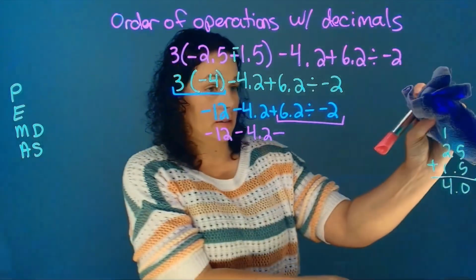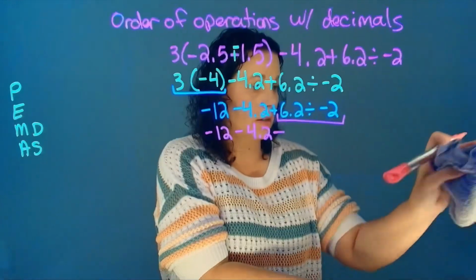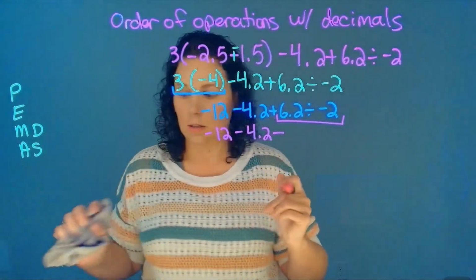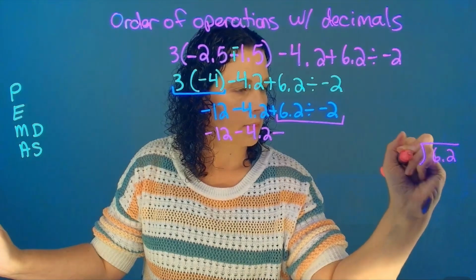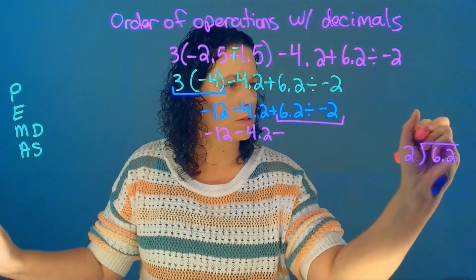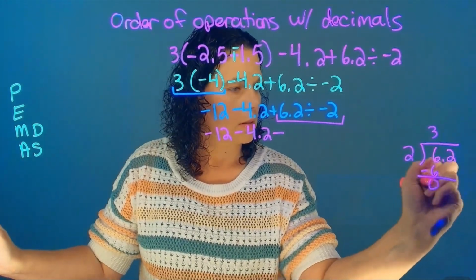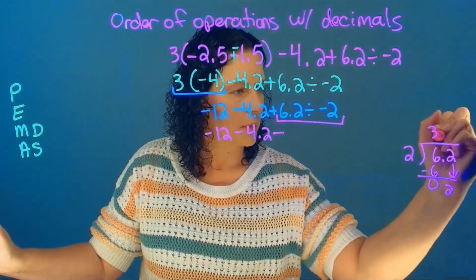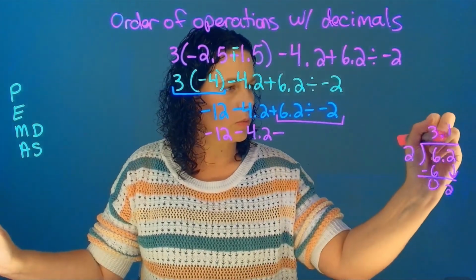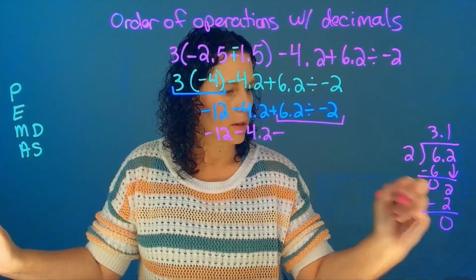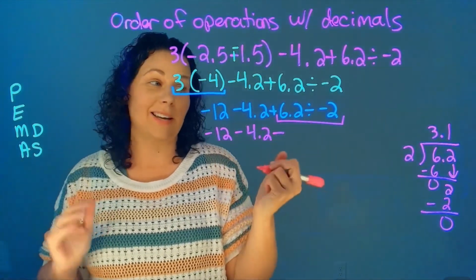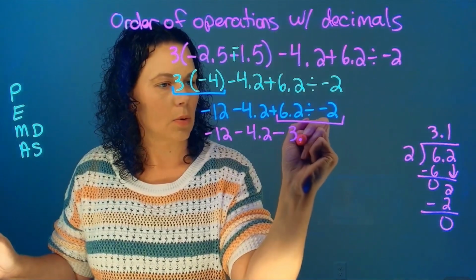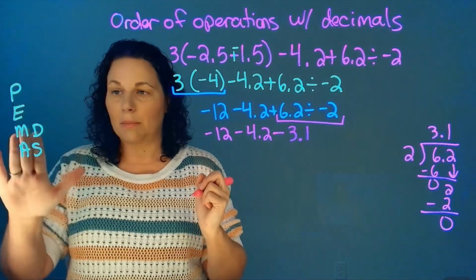Okay, I'm going to erase this so that I have a spot to do some work. 6.2 divided by 2. 2 goes into 6 3 times. Bring down my 2. Oh, don't forget to bring my decimal up. 2 goes into 2 one time. And I'm done. So that's going to be minus, or you could also write it as plus a negative. Same thing. 3.1. All right. Multiplying and dividing is done.